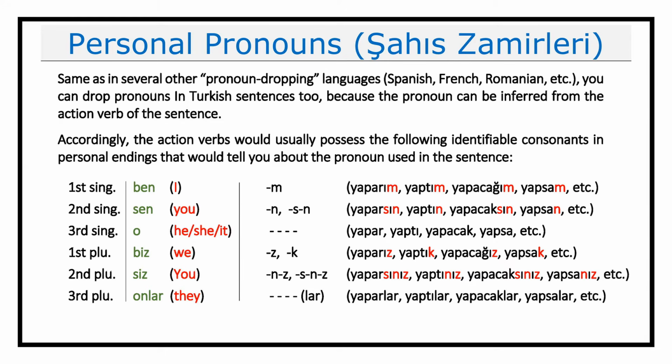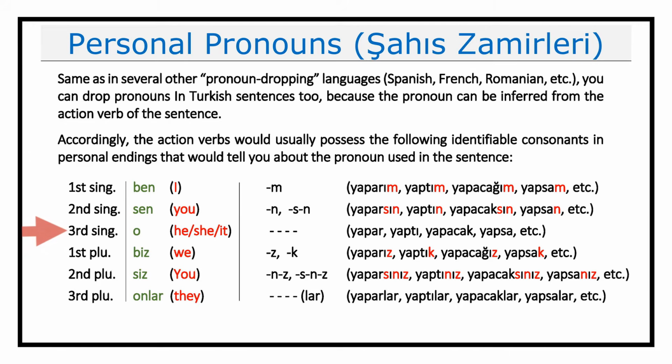Accordingly, same as in several other pronoun-dropping languages like Spanish, French, or Romanian, you can drop pronouns in Turkish sentences too, because the pronoun can be inferred from the action verb. For this, of course, you need to know the following key consonants that would appear in the personal endings of the action verbs. For the first person singular pronoun ben, you will usually see the consonant m at the end of the action verbs. For the second person singular pronoun sen, you will usually see the consonant n or sen.